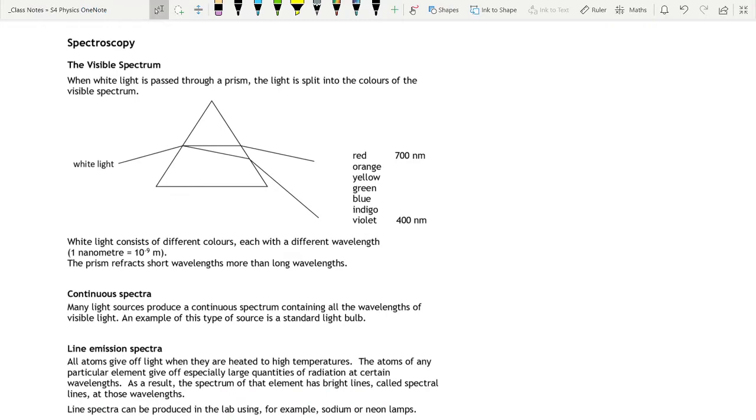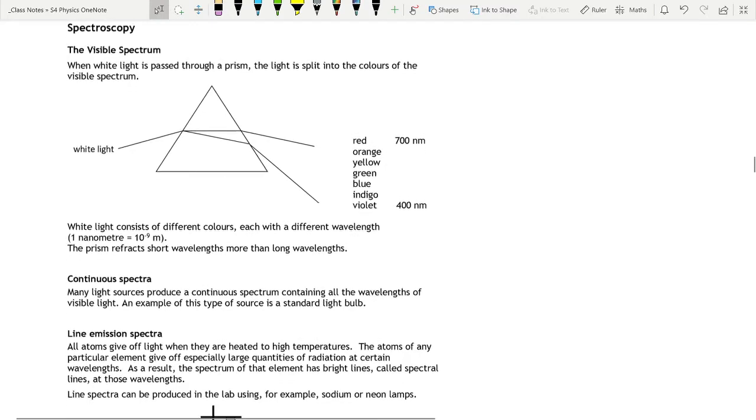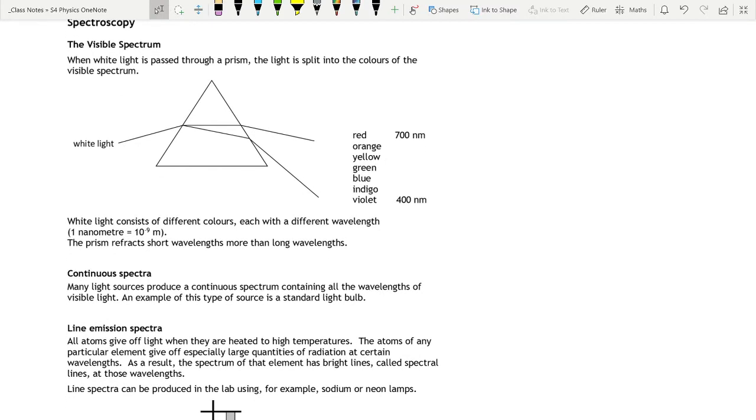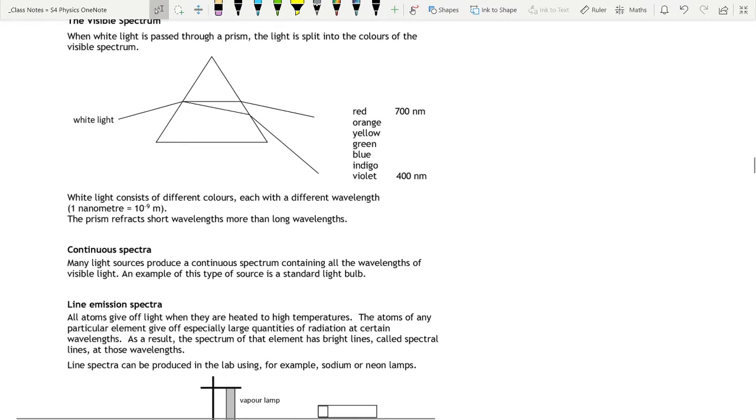So the visible spectrum, you've all seen now that if you look at a white light through your diffraction glasses, or through your little spectroscopes, you see a rainbow, a spectrum, and we call that a continuous spectrum. When white light is passed through a prism, the light is split into the colours of a visible spectrum. White light consists of different colours, each with different wavelengths.